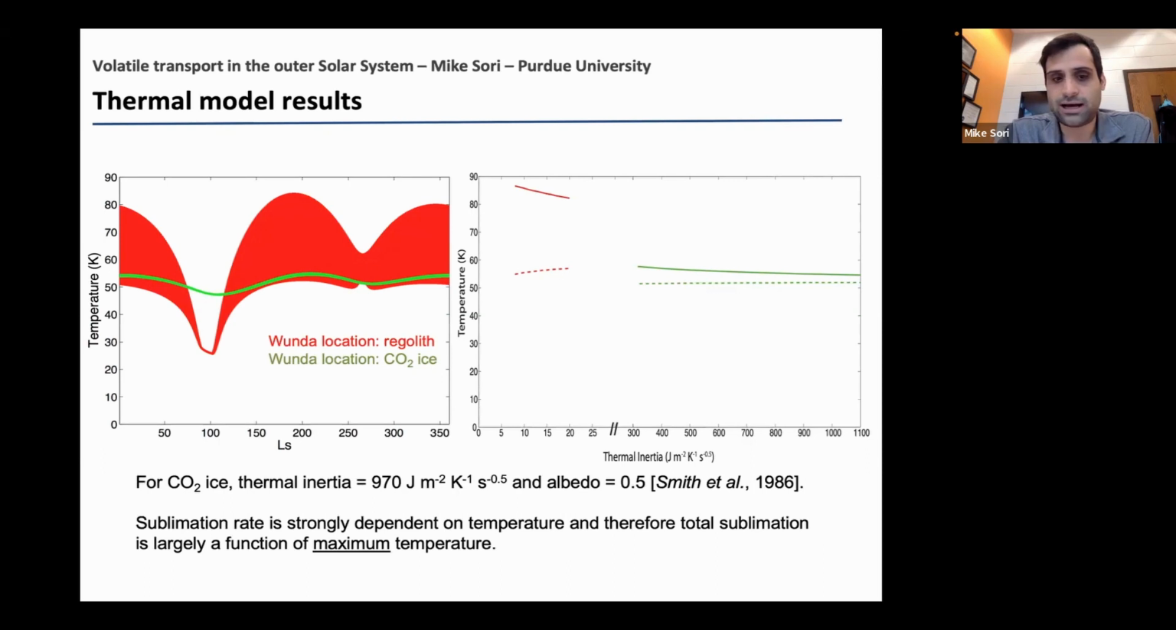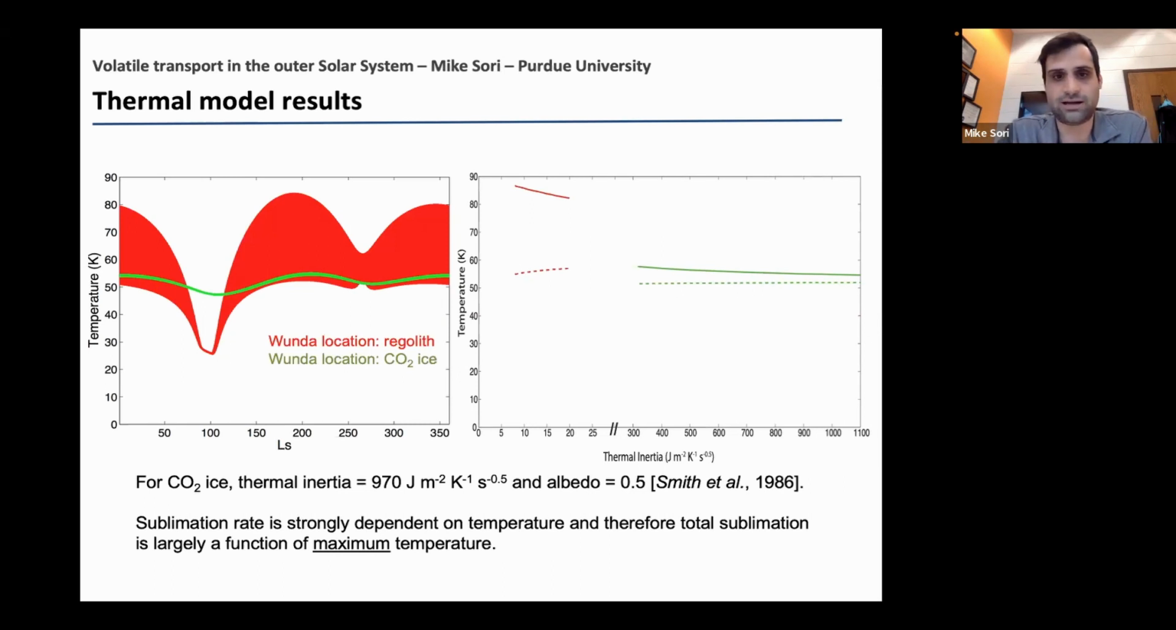The albedo increases a lot, it becomes a lot brighter. Maybe you can also get a cohesive ice deposit that has a much higher thermal inertia, which will help suppress the maximum temperatures. So here's what some of those results look like. On the left, the red is the temperature results for high porosity, dark regolith that we might expect as the normal surface on Umbriel. And then green is if you get a cohesive, bright CO2 ice deposit.